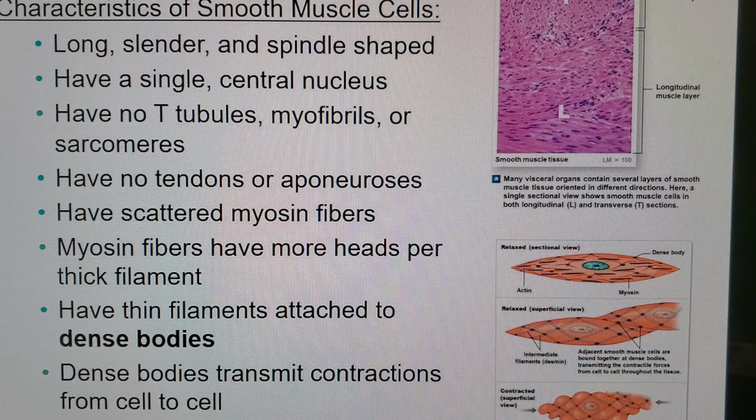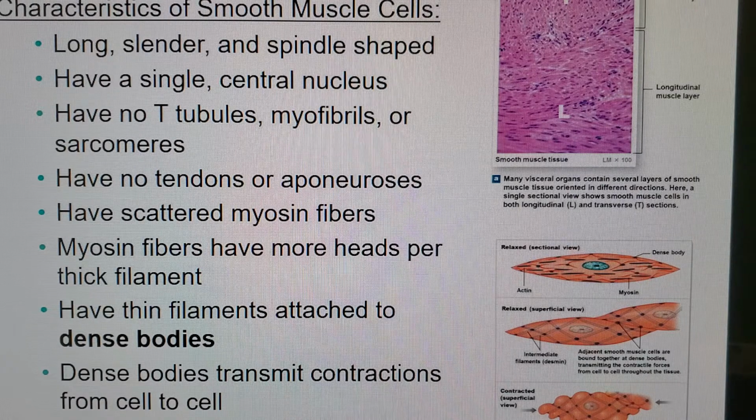They were not fused together. They stayed single. They do not have T-tubules. They do not have myofibrils. They do not have sarcomeres. They have no tendons, no aponeuroses. They do have scattered myosin fibers, and the myosin fibers have more heads per thick filament, and there are thin filaments attached to dense bodies. Those dense bodies are only in smooth muscle tissue. There are no dense bodies in the other types of muscle, only smooth. Dense bodies transmit contractions from cell to cell, and you want to remember that.